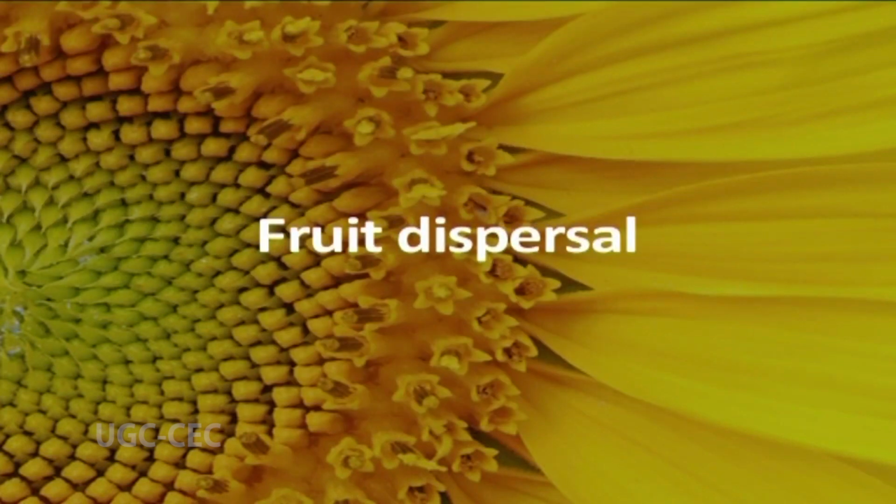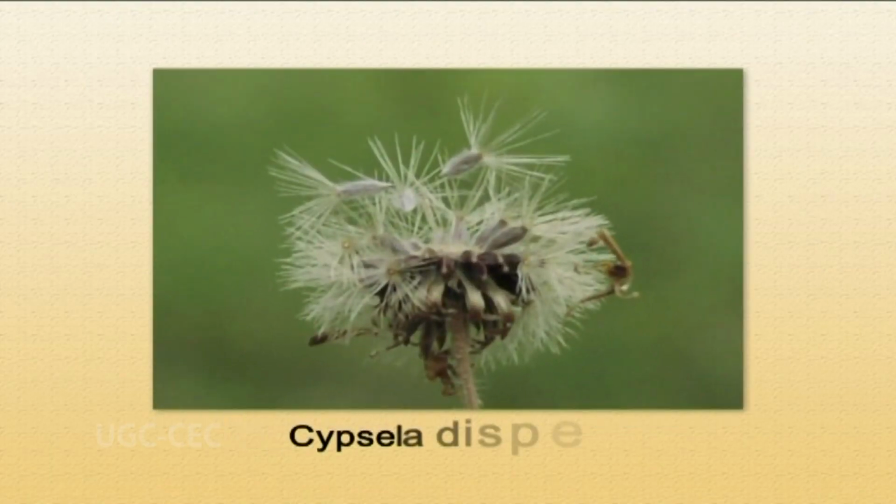Now, fruit dispersal. The achenes, that is the cypsela, fruit of most members of the Asteraceae, are dispersed by wind because you have the pappus, which functions here as a parachute. The flattened and often winged fruits assist in wind dispersal.